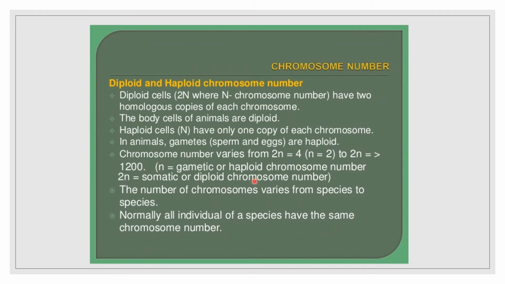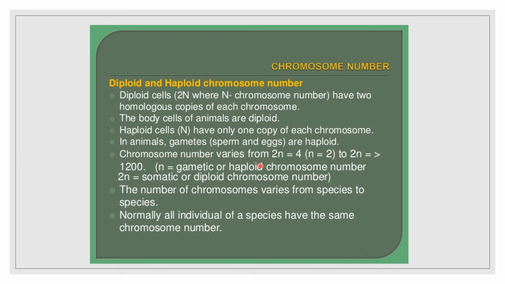Now, chromosome number. Chromosome number, as I have already explained to you, can be diploid or haploid. Diploid is seen in the somatic cell. Haploid chromosome number is seen in the gametic cell. Gametes means the male gamete and the female gamete, for example, sperms and ova respectively.